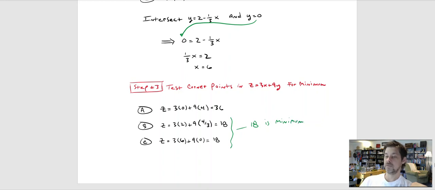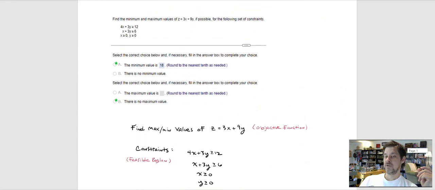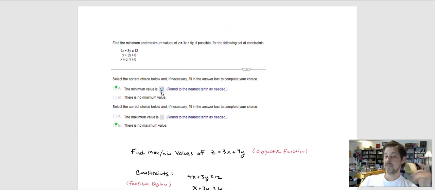It was guaranteed to us that the minimum value that this is going to take over the feasible region is going to be at one of the corner points. I checked them. 18 is the smallest number I see. So that's why I can say that the minimum value is 18.